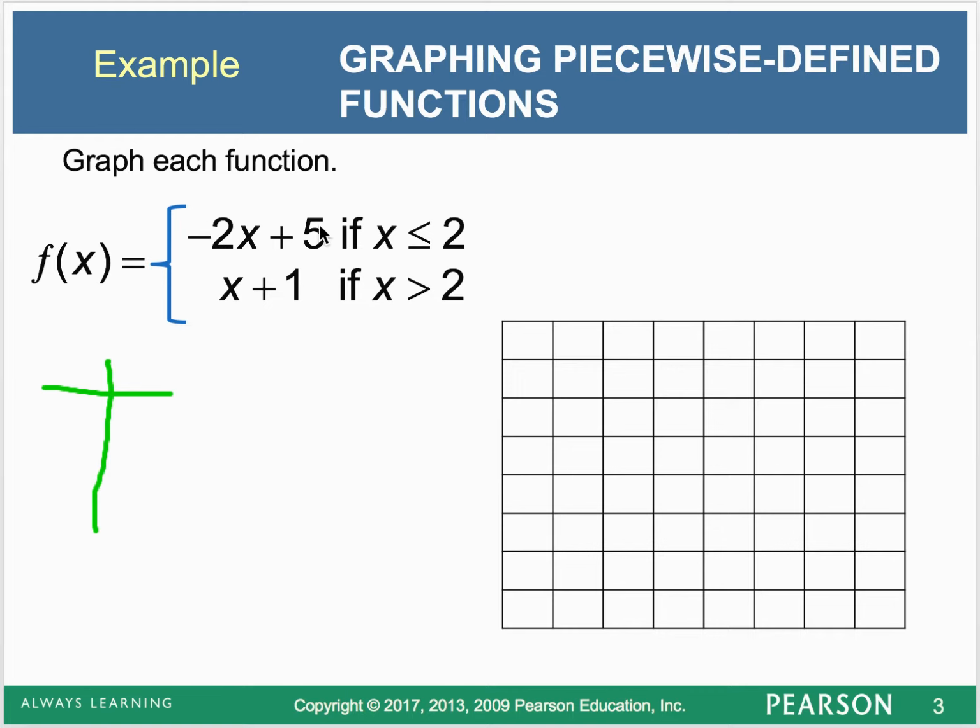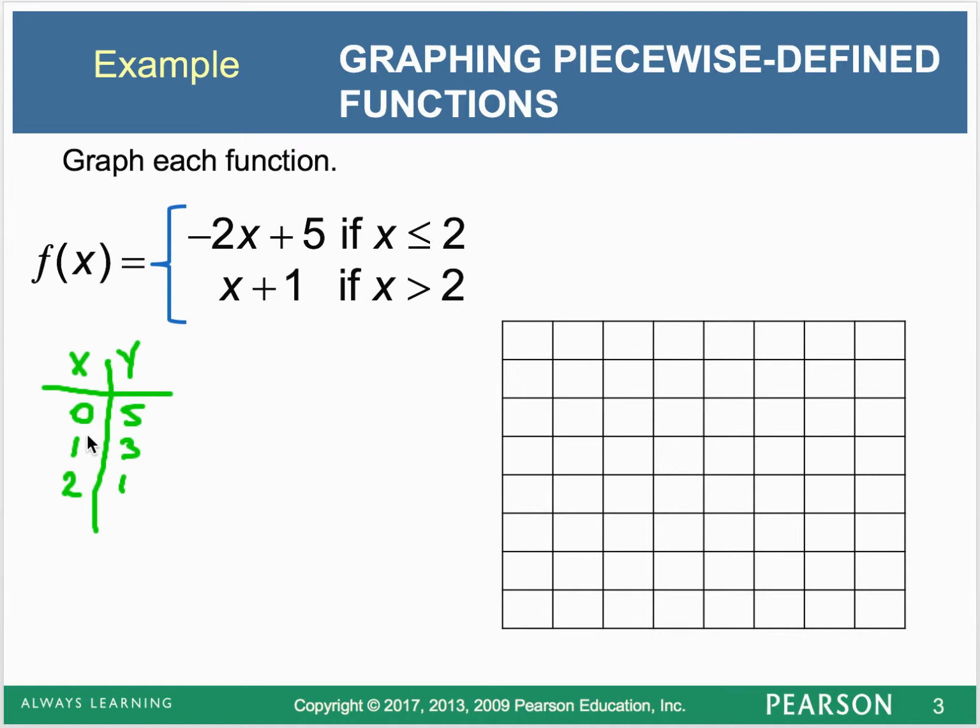First I'm going to do this piece, and I see it's a line. If we're good at our linear functions, we can use a couple of ways to graph these. I'm just going to plug in points because I've got a restriction on my domain. This piece is only to be graphed when x is less than or equal to 2. So I might put in a few points, like 0, 1, and 2, and then find corresponding values for y. If x is 0, 0 plus 5 is 5. If x is 1, negative 2 plus 5 is 3. If x is 2, negative 4 plus 5 is 1.